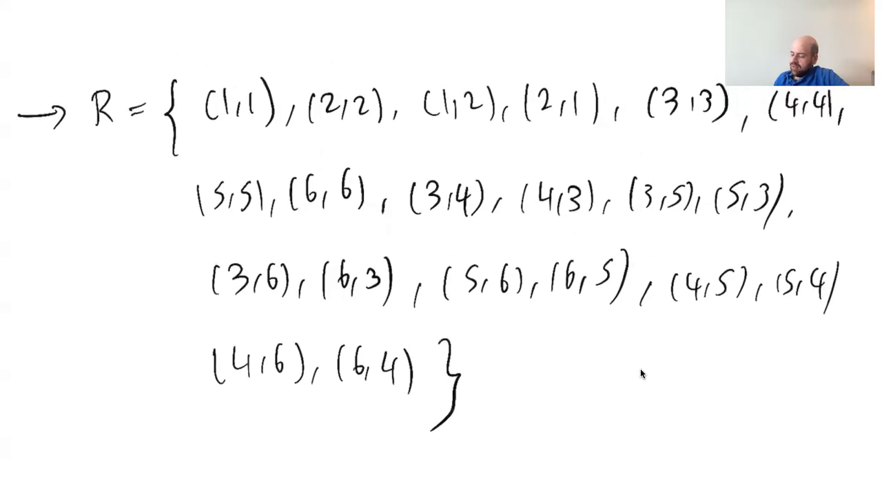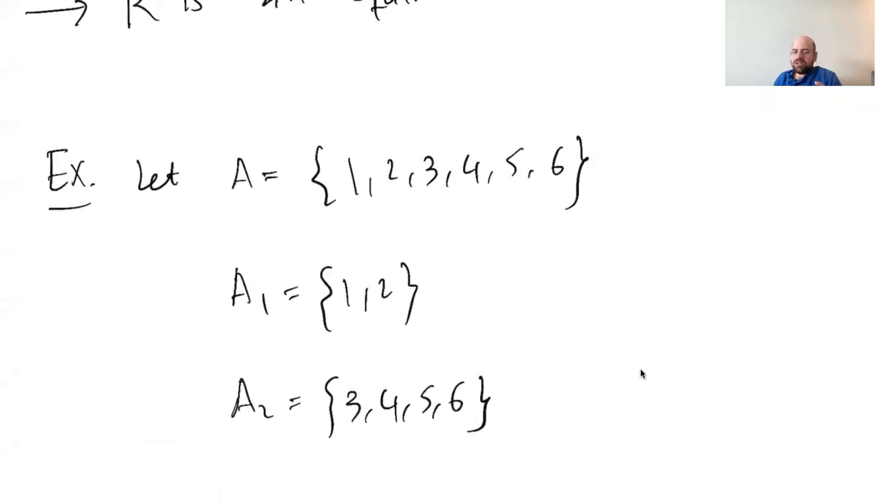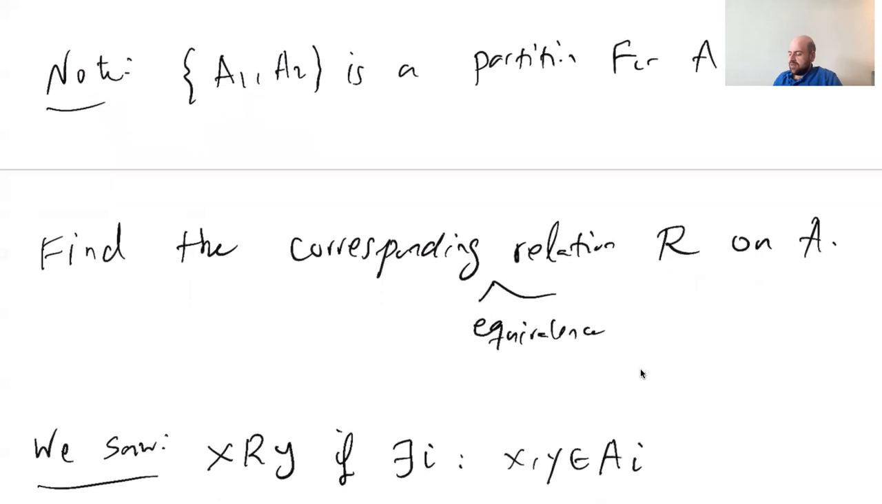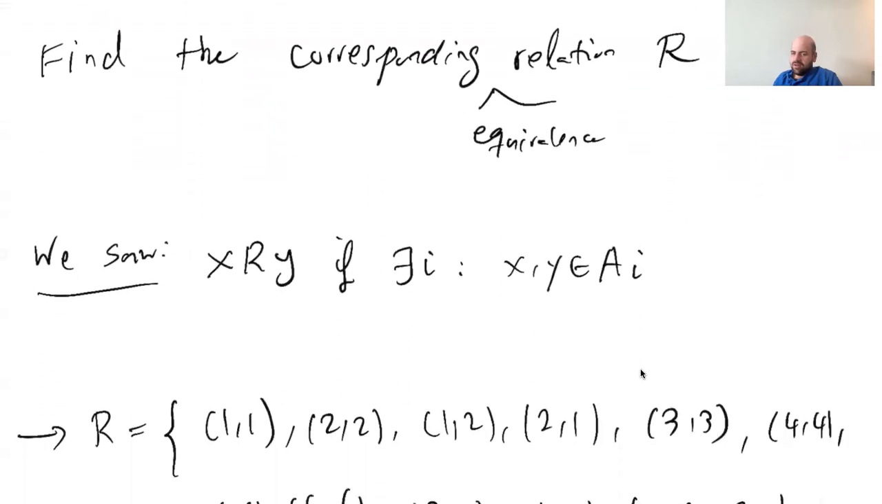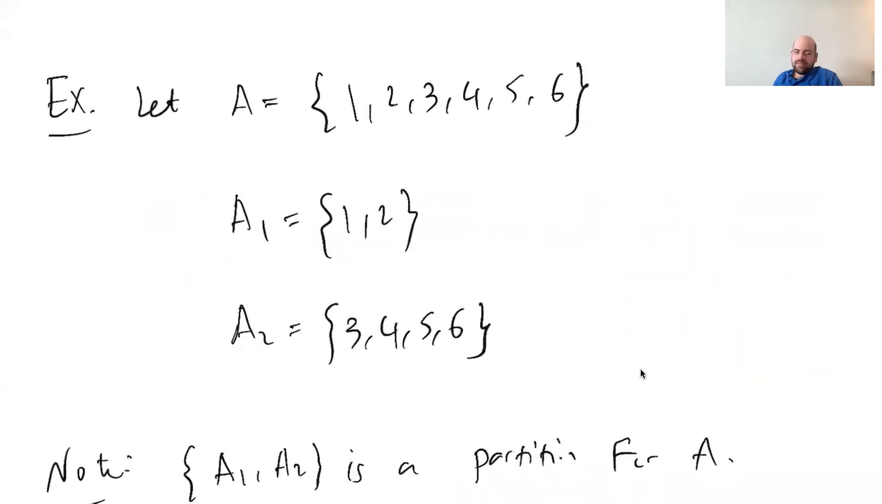So this is the equivalence relation corresponding to this partition. Once you have a partition, you can define the equivalence relation. How do you know that a particular pair is in your relation or not? If both elements of the pair, both coordinates, are in the same capital Ai, then we can say that pair is in the relation. So for example, 3 and 5 are in the same capital Ai, so 3 and 5 and 5 and 3 are in R. And so on.